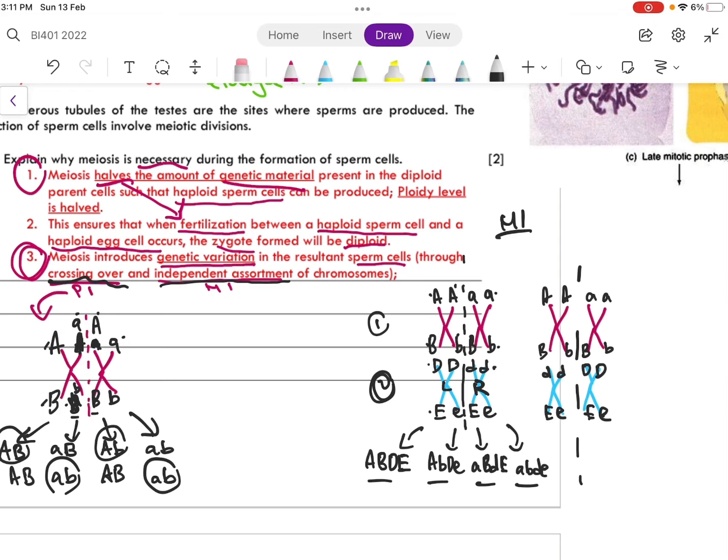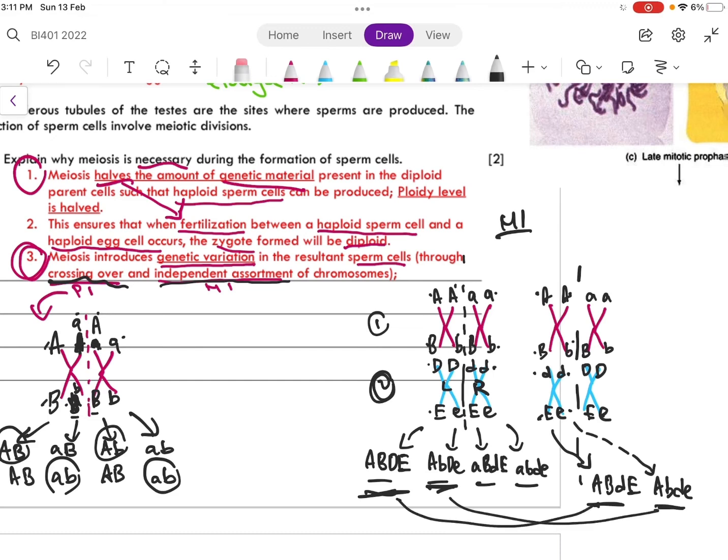Just from assorting differently, either being on the left or the right, it can result in very different combinations of chromosomes. So let's have a look now. One combination of chromosomes will be A, B, D, E. Another combination could be A, small b, small d, small e. Notice that the combination of the alleles is starting to be very different from the original, if you compare across. So this is what independent assortment means.